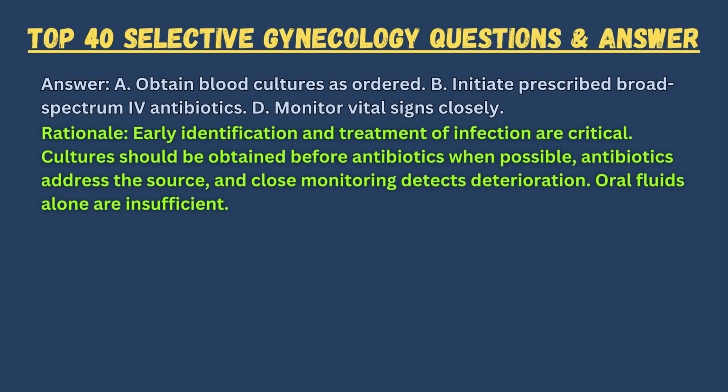Answer: A. Obtain blood cultures as ordered. B. Initiate prescribed broad-spectrum IV antibiotics. D. Monitor vital signs closely. Rationale: Early identification and treatment of infection are critical. Cultures should be obtained before antibiotics when possible. Antibiotics address the source, and close monitoring detects deterioration. Oral fluids alone are insufficient.